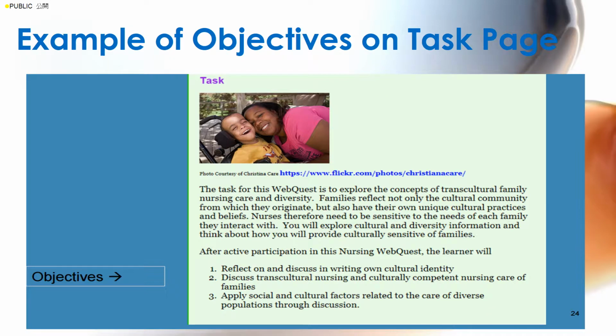This slide shows an example of a task page with the objectives down toward the bottom. Again, very, very specific objectives. In this case, there are a total of 3.